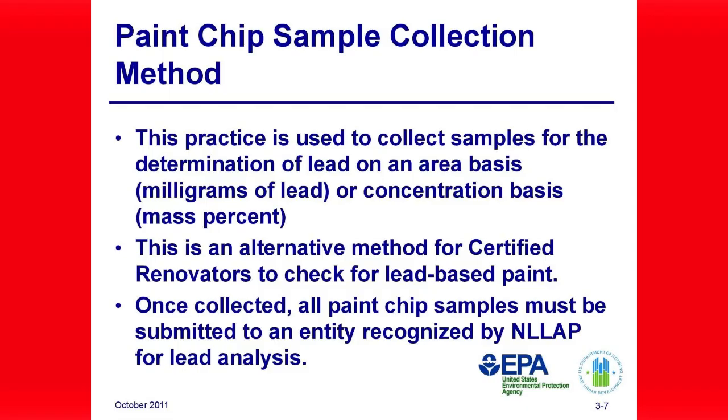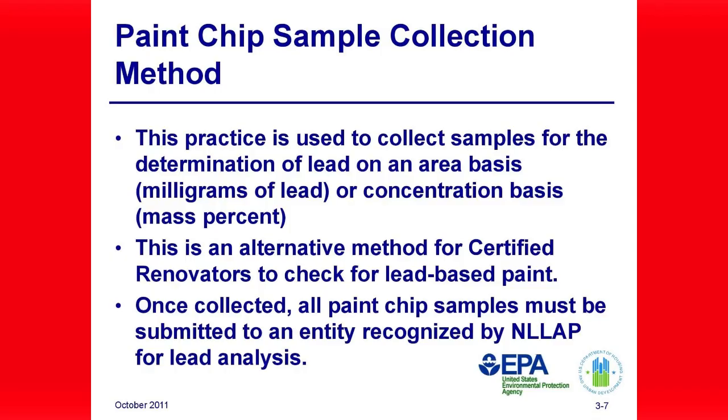What substrates can be tested? Paint chip samples may be obtained from all painted substrates. Scrape and collect all paint down to the substrate. Because of the porous nature or texture, sample collection is more difficult from substrates such as brick, concrete, and wood.